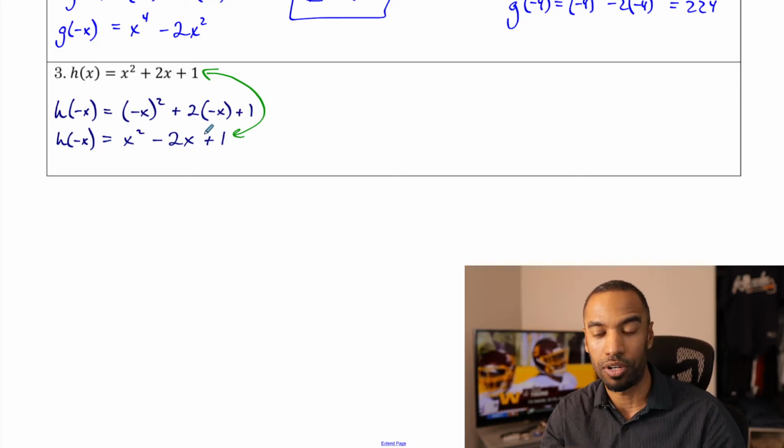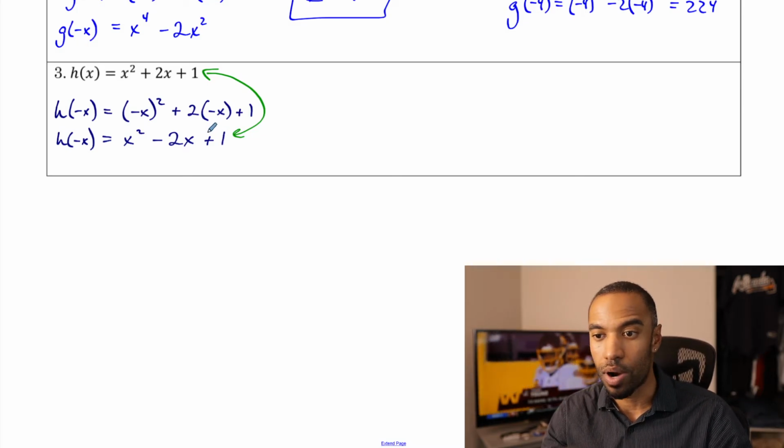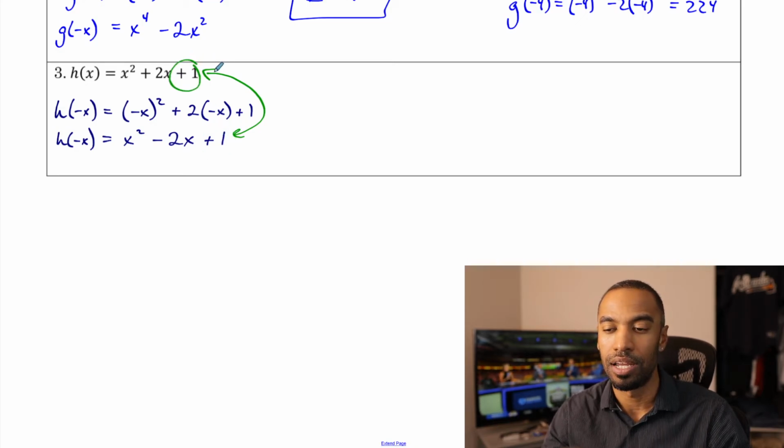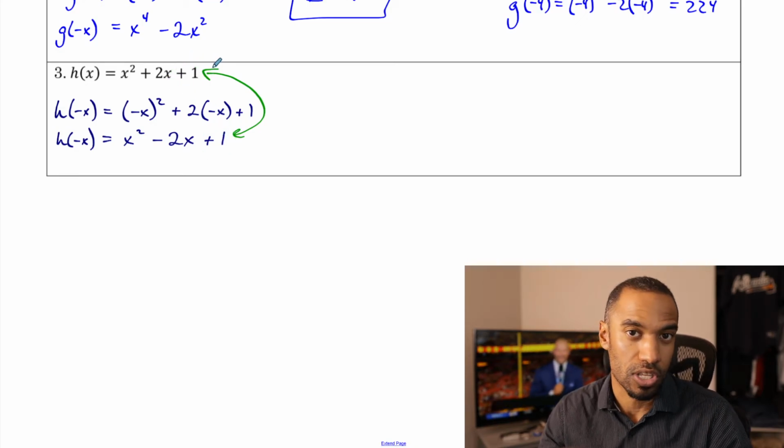When we look at the graph, you're going to see it doesn't cross through the origin. It has a y-intercept of 1. Sorry, this has a y-intercept of 1. If it doesn't cross through the origin, it's not an odd function.